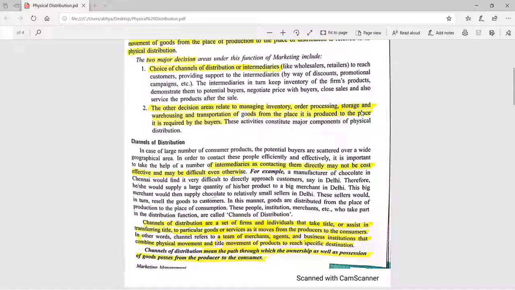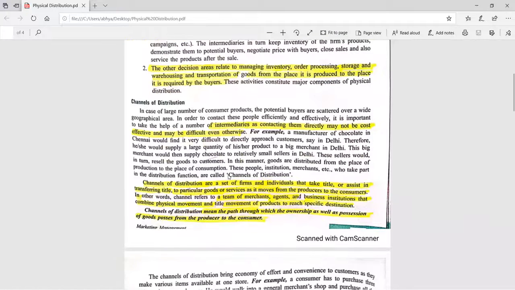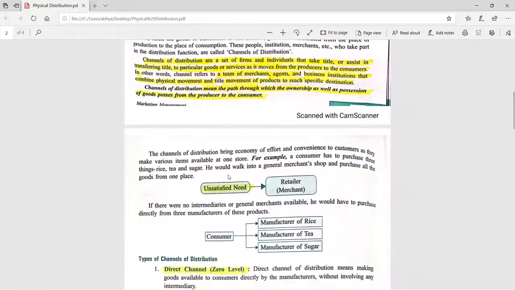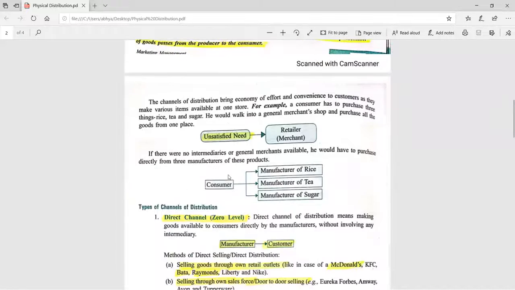So channels of distribution mean the path through which the ownership as well as the possession of goods passes from the producer to the consumer. So all those intermediaries who will be coming in between this path, they will be known as the intermediaries or the channels of distribution.